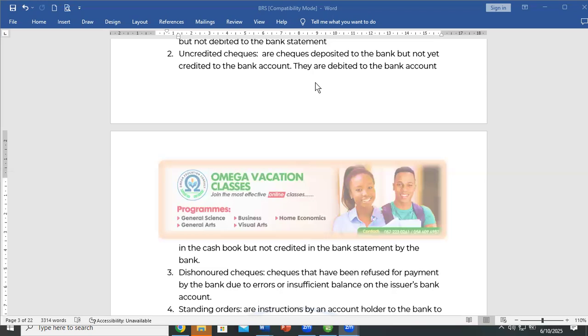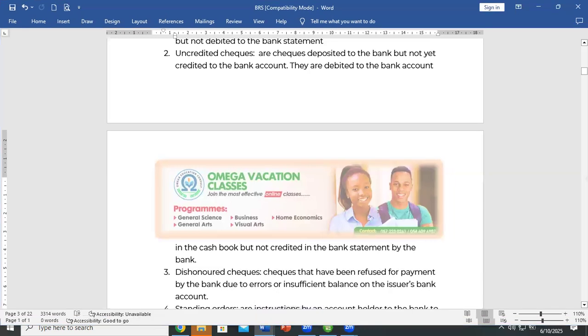Okay, so that is the dishonored check. The next one is the standing orders. If you are not clear with the dishonored check, please let me know so that I go over. If not, the fourth point is standing order.